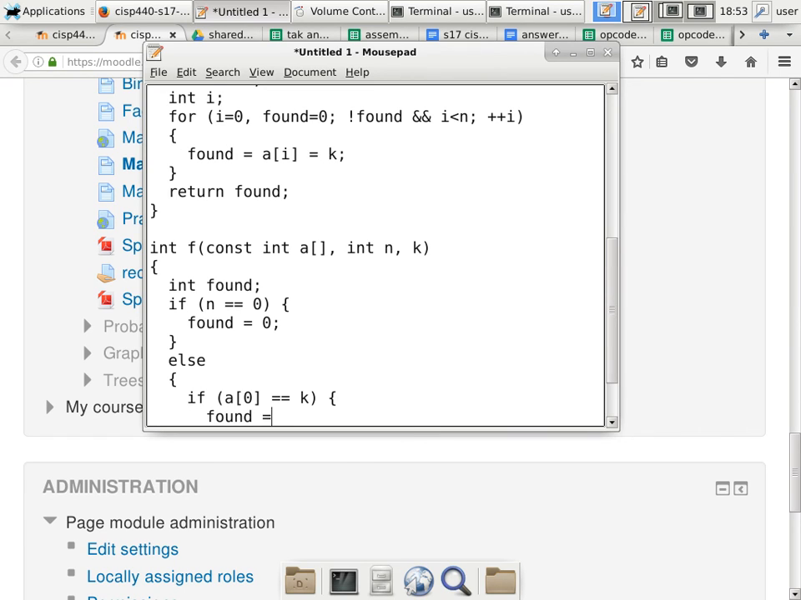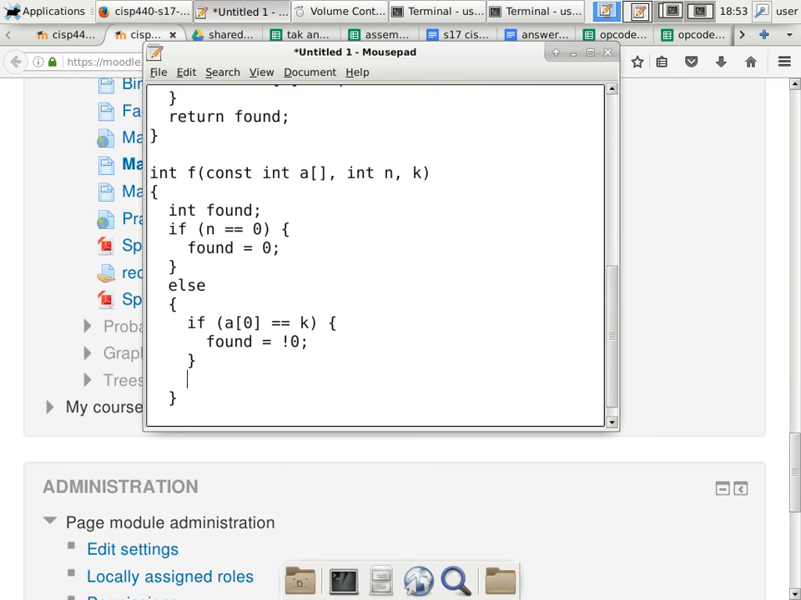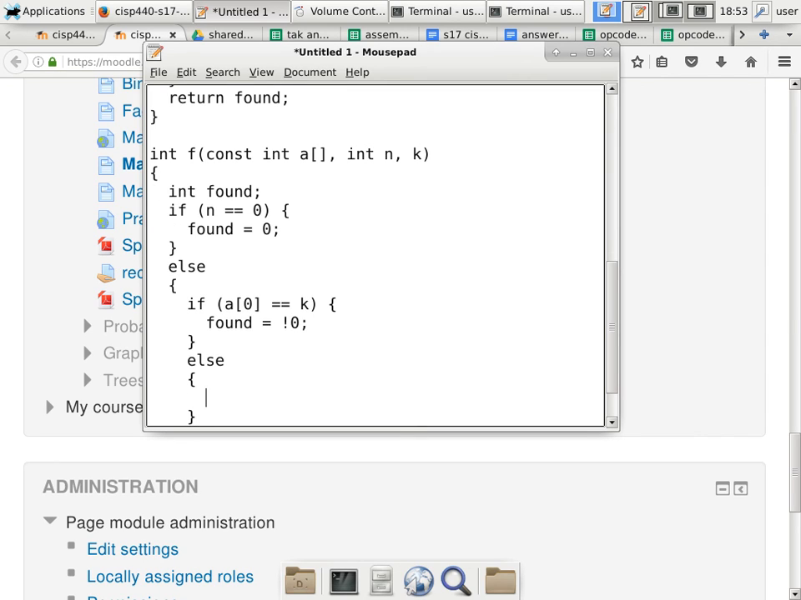Of course, technically speaking, it is better to say it is not false, because we don't know how true is supposed to be represented, but it doesn't matter. That's a fine point. Okay. What about this else case here? What if the first element is not what I'm looking for? This is where we do recursion.